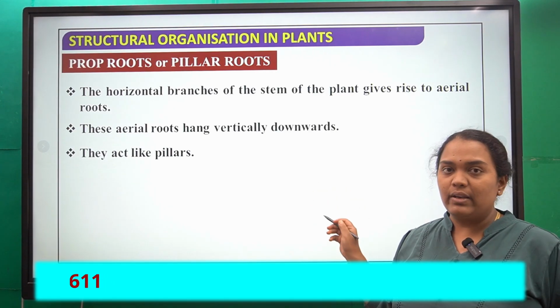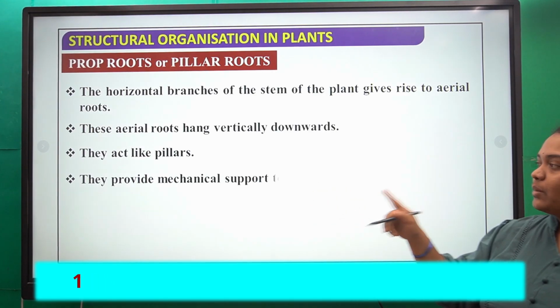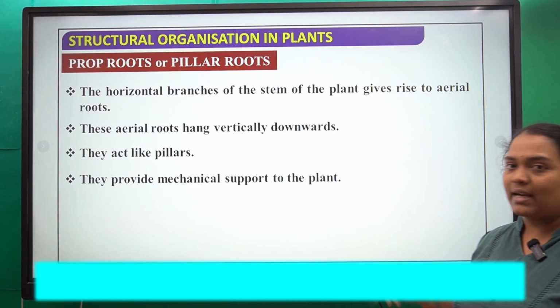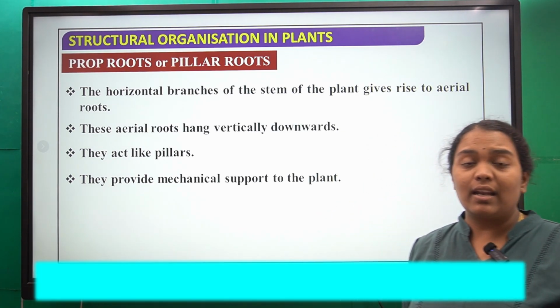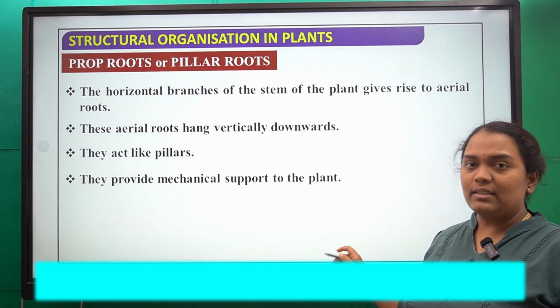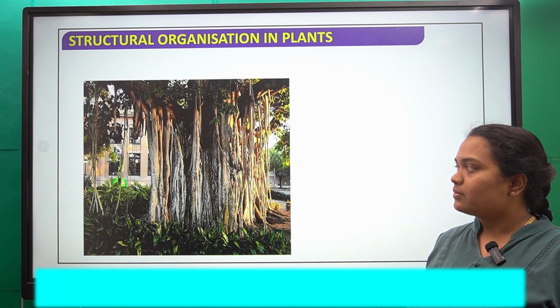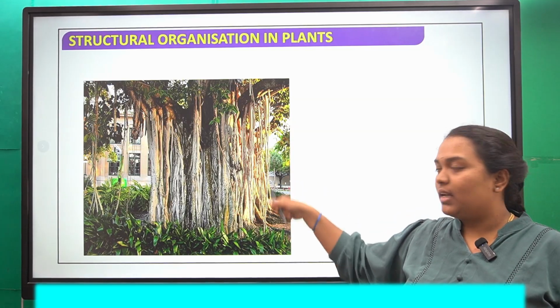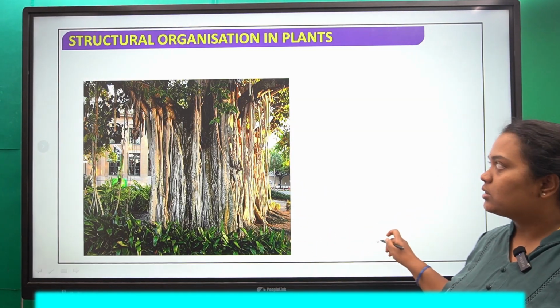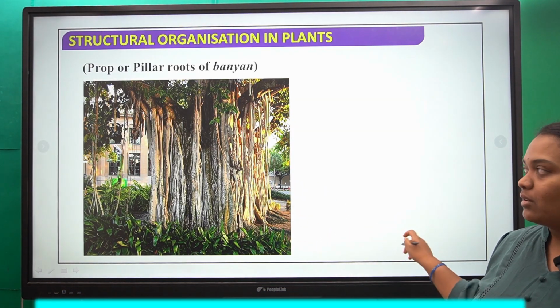They act like pillars and support the plant. They provide mechanical support to the plant. Why mechanical support? If there is wind or rain or any draft, in all those cases it is supporting the plant. Here you can see the main branch is surrounded by many of these prop or pillar roots.